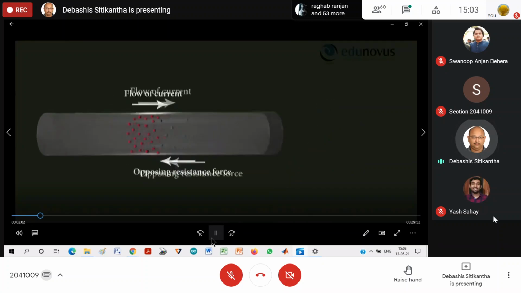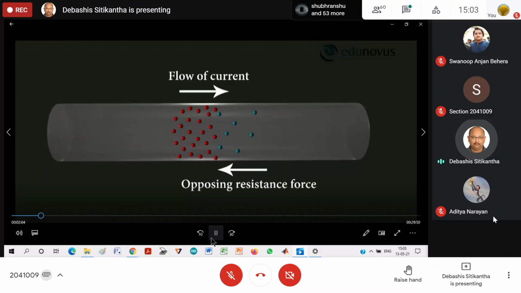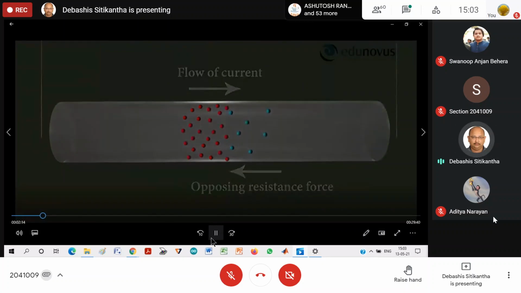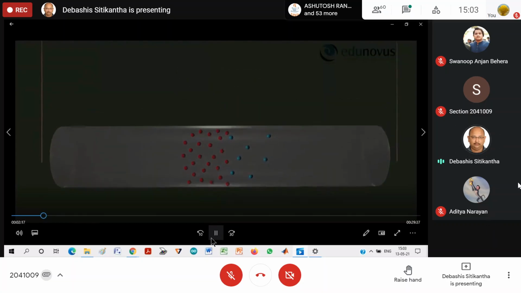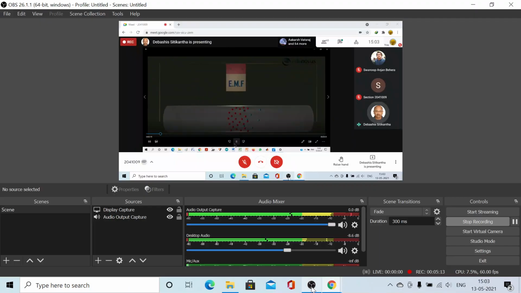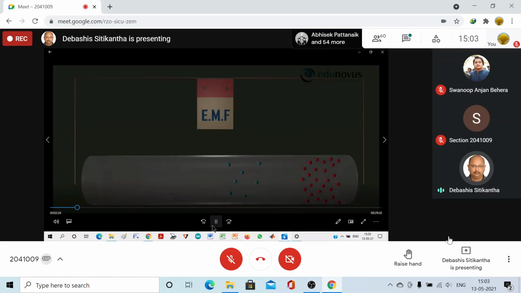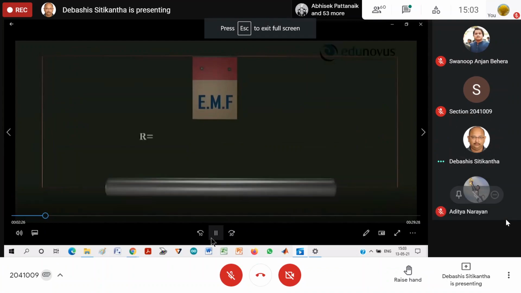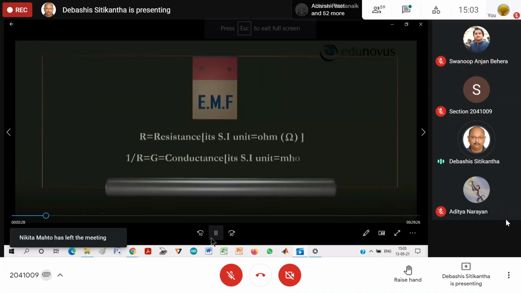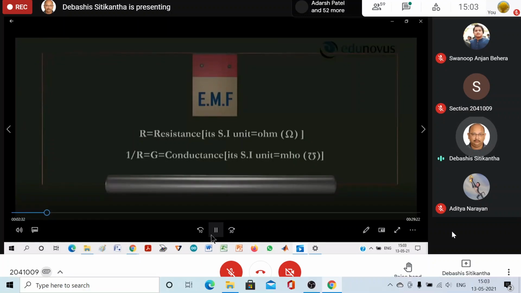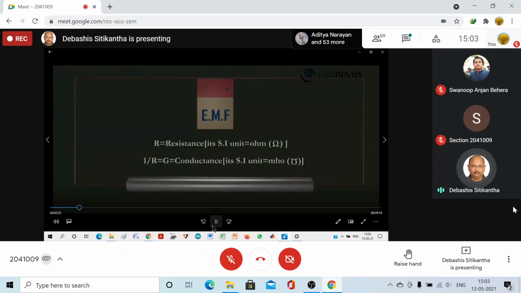The same theory applies to a wire or a conductor. The conductor allows the electric current to flow through them, but their resistance opposes the flow of electricity. So, we need an extra force called EMF to push the electricity to flow through them. The reciprocal of resistance is called conductance and it is denoted by G, and its unit is mho.